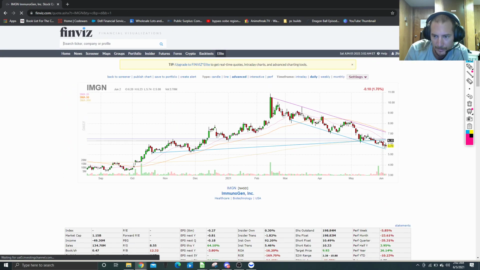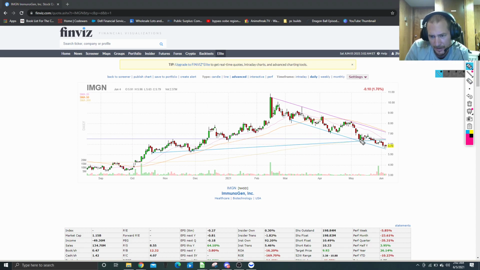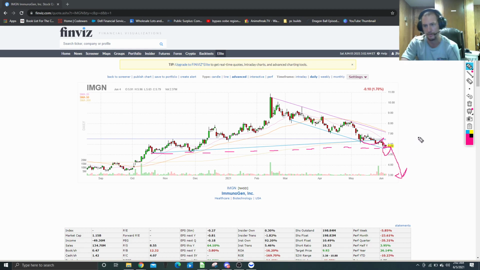This one's possible. This would be a possible setup because it does break down here and then retest, and it hasn't moved very far away. But I don't like it simply because there's another pivot right here that it could find support at. And it is right at that area. So I would put this on watch, and if it does break down from this level and retest, I would probably go short there.